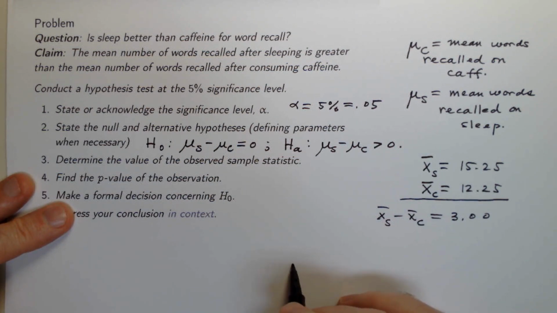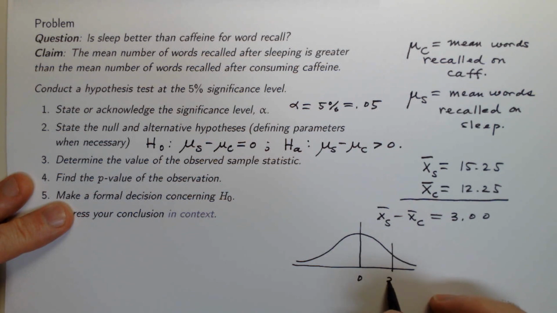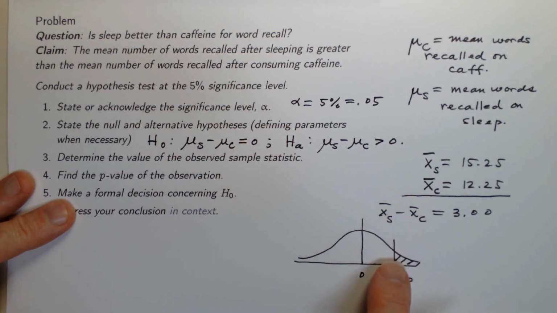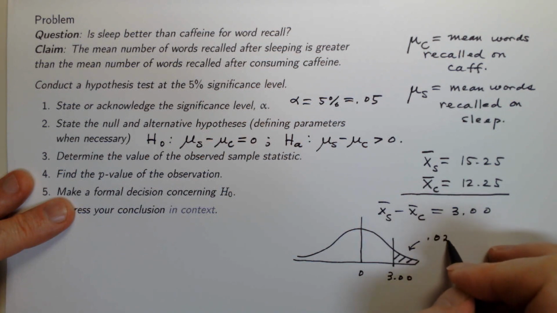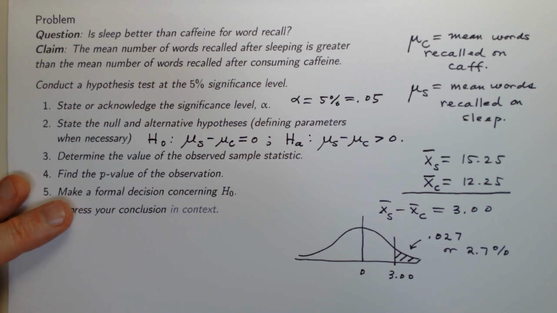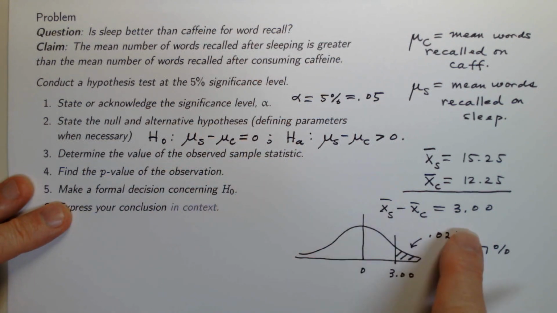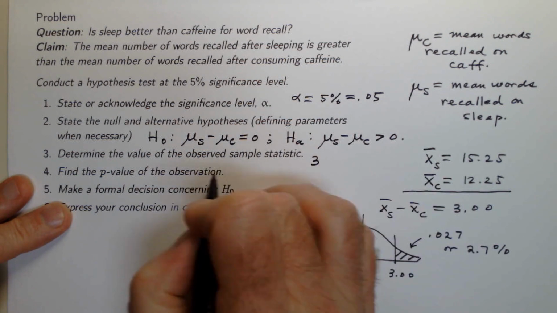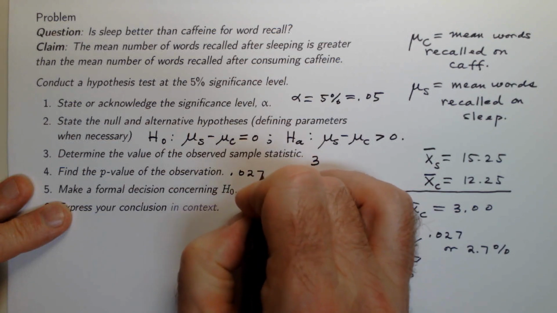All right. Now what we did this work earlier, so I won't go back to StatKey and replicate this. What we did is we created our randomization dot plot using StatKey, and we found that when we looked at all of the dots that were at or to the right of that observed 3.0, that amounted to a very small fraction of the overall dots. This was like 0.027 or 2.7% of the dots are laying out in that right tail. So the value of the observed sample statistic is 3, and the p-value of that observation was found to be 0.027 or 2.7%.